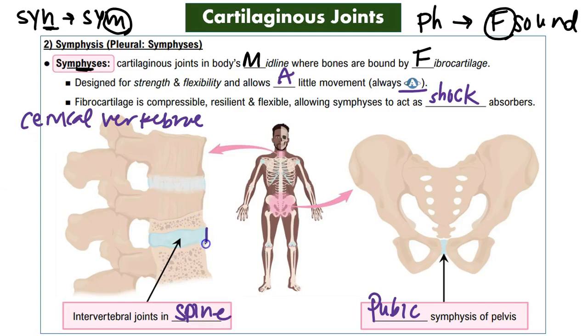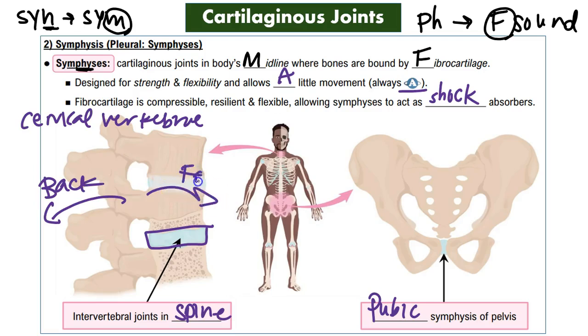Now, what do we see? We see fibrocartilage. And because we see fibrocartilage and we know that it allows a little movement, that's the reason why we can move back and forward, for our spine. Now, think about this. If we're talking about just two vertebrae, and in between you have fibrocartilage, they have the ability to move backwards and forward, right? A little bit of movement when it comes to this fibrocartilage.